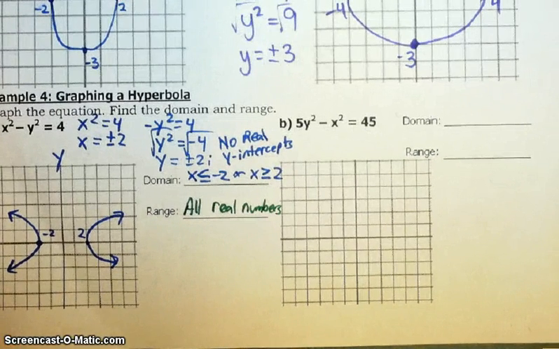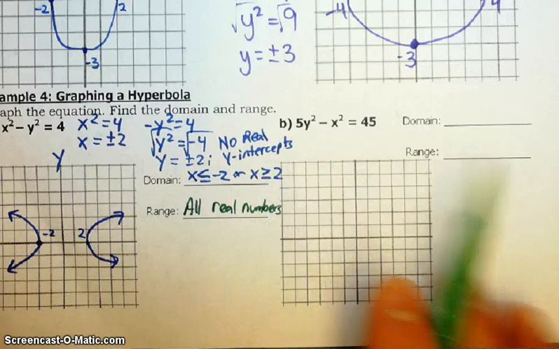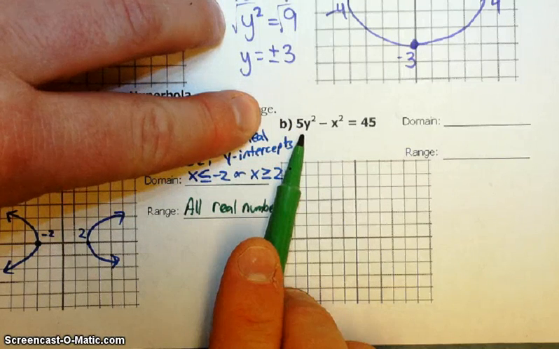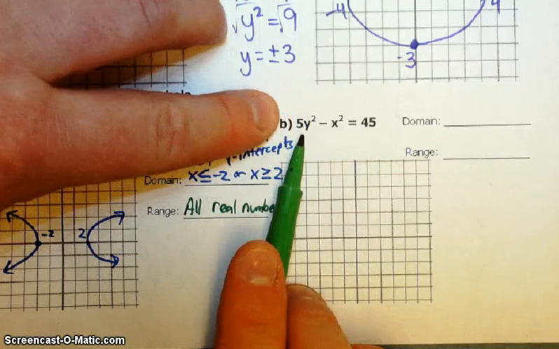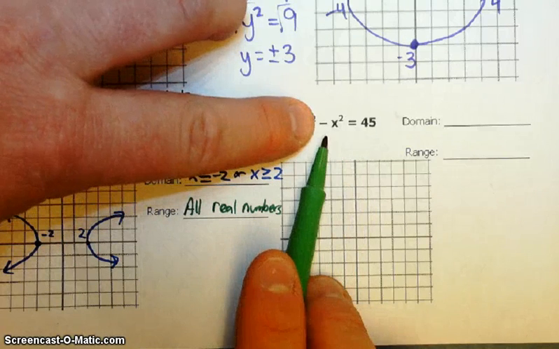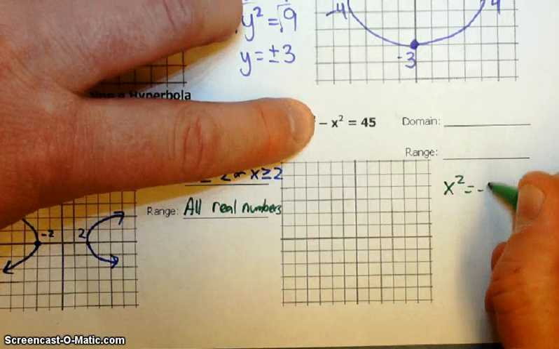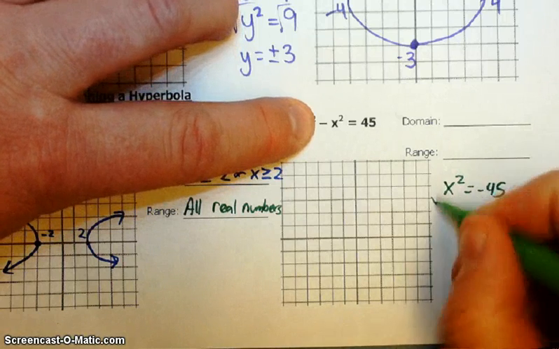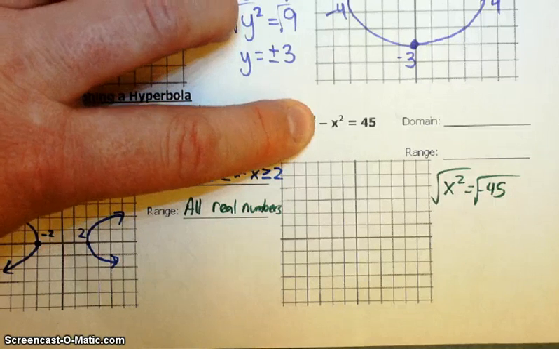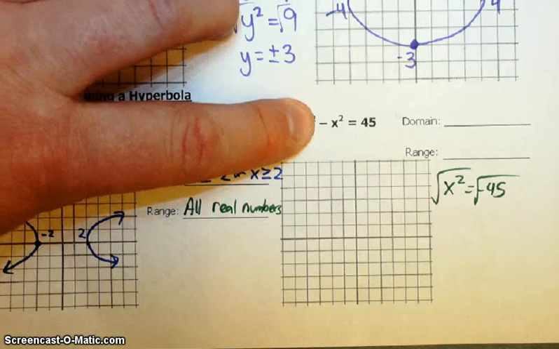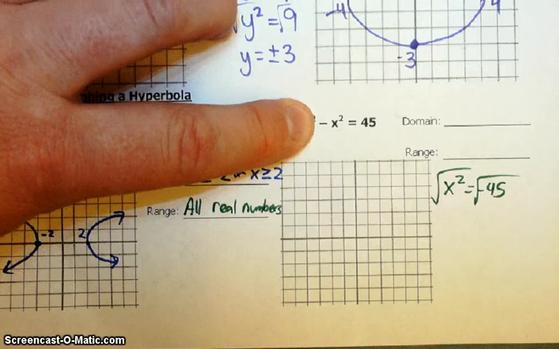All right, the last one is 5y squared minus x squared equals 45. What we're going to do for this one is find the intercepts once again. To find the x-intercepts, I sub 0 in for y. Cover this up. If I move the negative to the other side, I'm going to get x squared equals -45. And when I go to square root it, that's going to be imaginary. So I know right now that this equation has no x-intercepts. This hyperbola will never cross the x-axis.